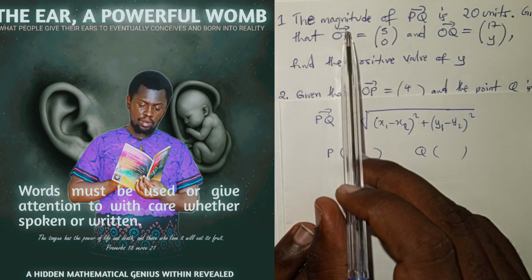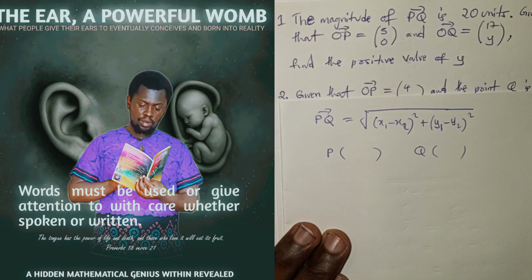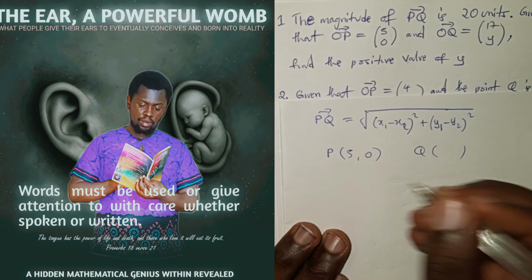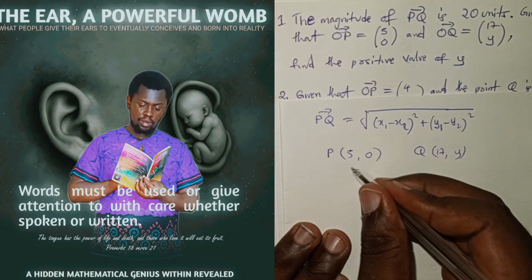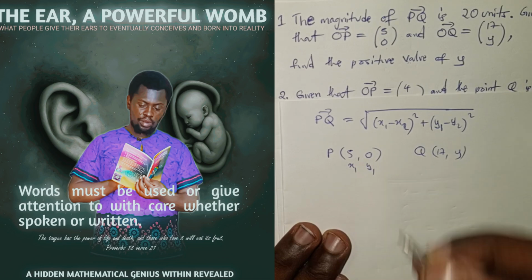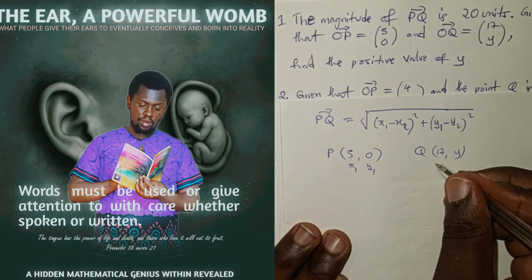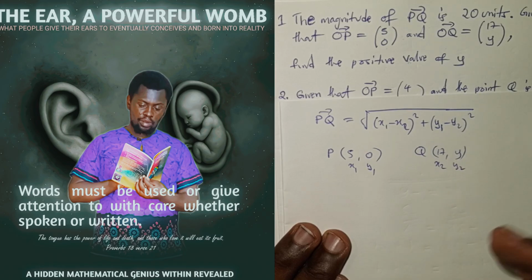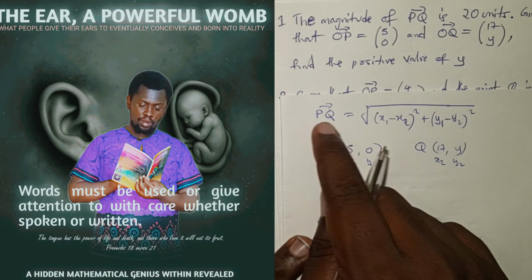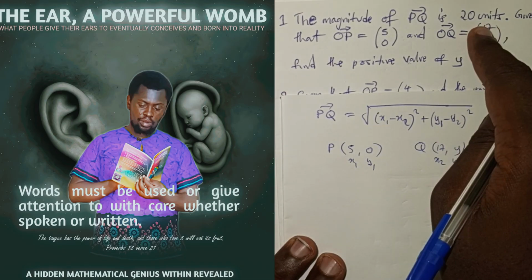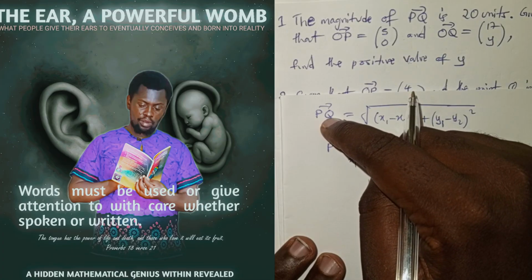So from the position vector OP, we can get the point P, which is just a row matrix. So this becomes 5,0, and the point Q will be 17, y. So from P, that's where we should get x1 and y1. Then from Q, we have x2 and y2. Then we can solve for y. Okay, so the magnitude PQ, we know that it's 20. So where there is PQ, you put a 20.